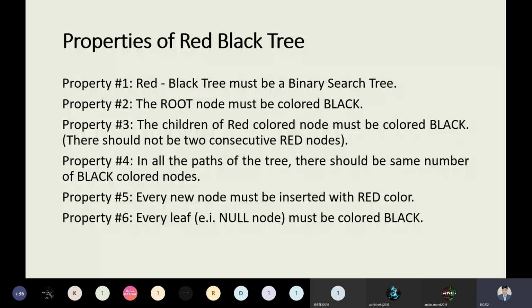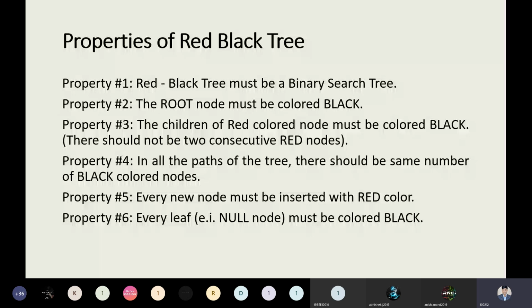of black colored nodes. I am going to go again to property number 3, that is, the children nodes of a red colored node must be colored black. It means there should not be two consecutive red nodes. So please keep in mind this is important, but we will see this concept through an example. I am going to property number 4 once again: in all the paths of the tree there must be the same number of black colored nodes.